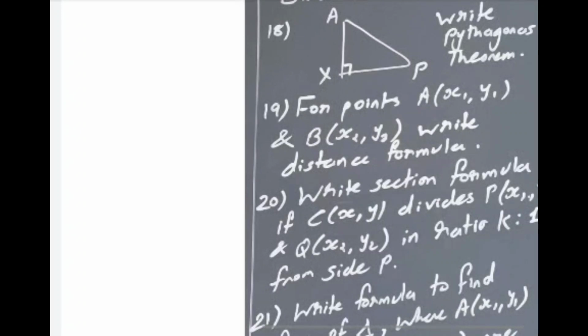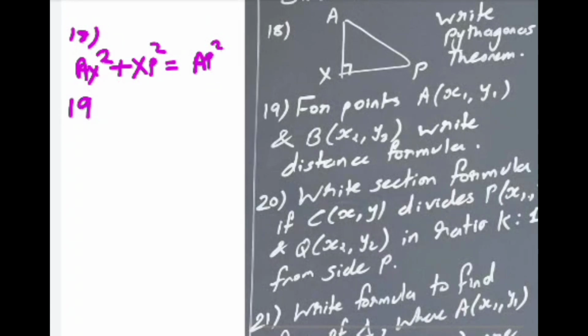Now let's see the 18th one. Write Pythagoras theorem for this figure. Then we can write it like this: AX square plus XP square is equal to AP square. Okay, then 19th, for point given, write distance formula.